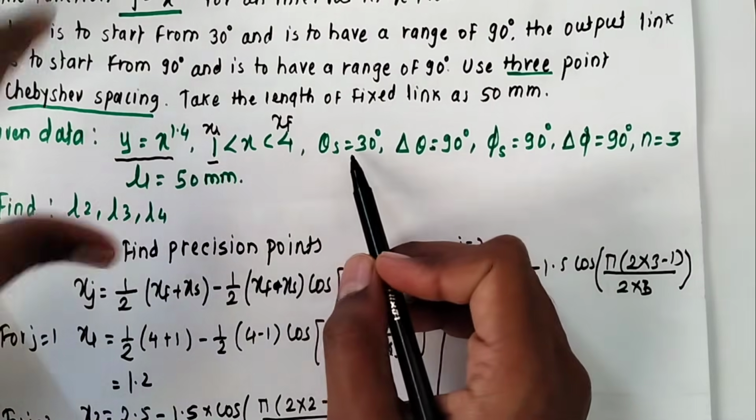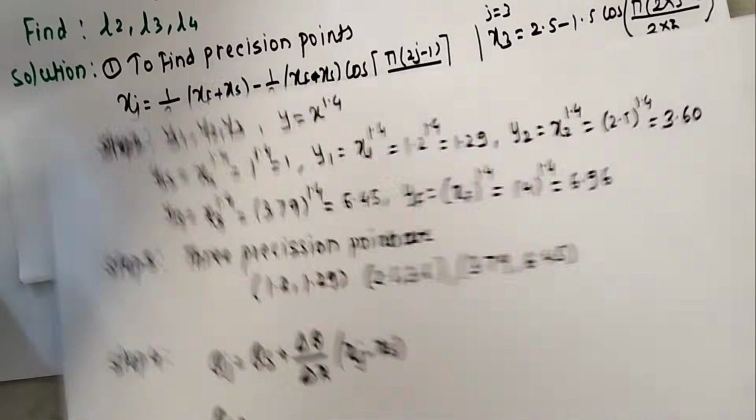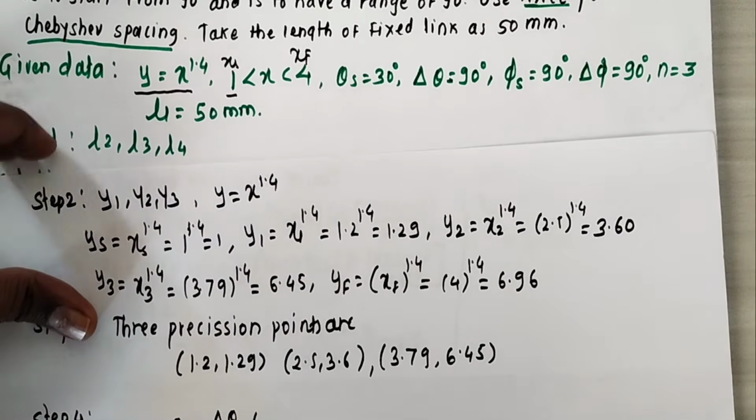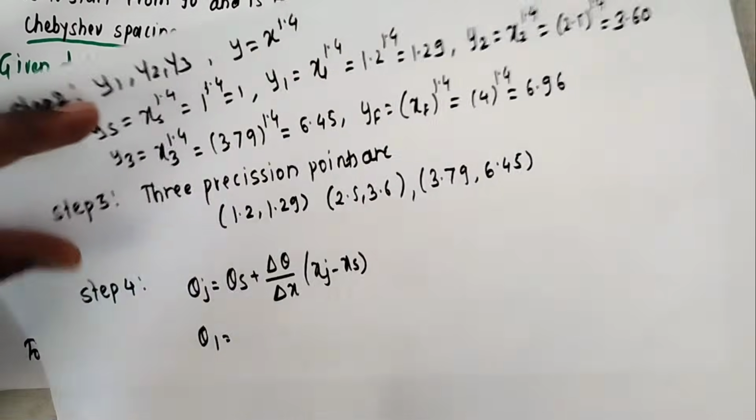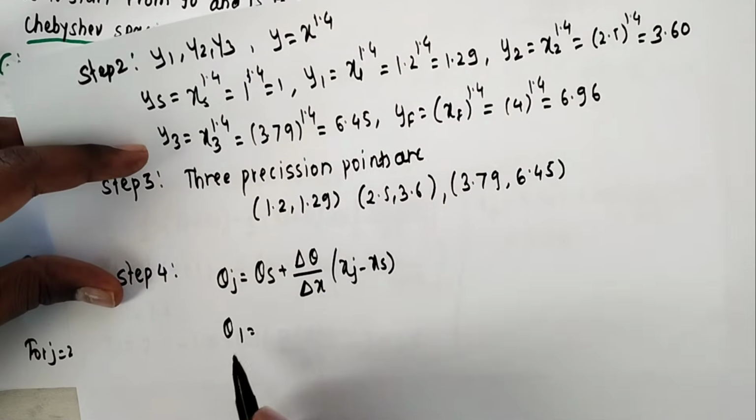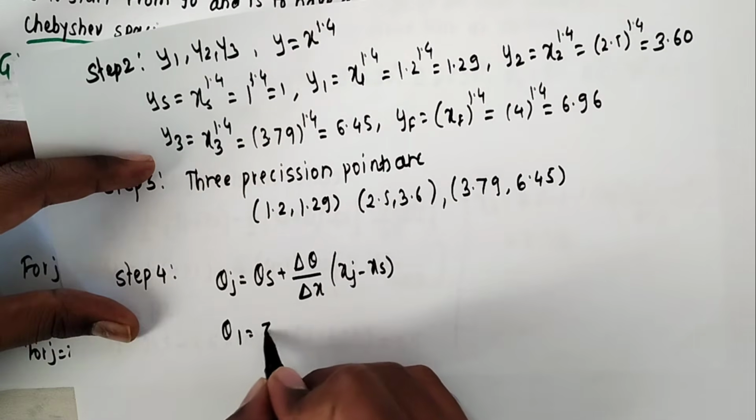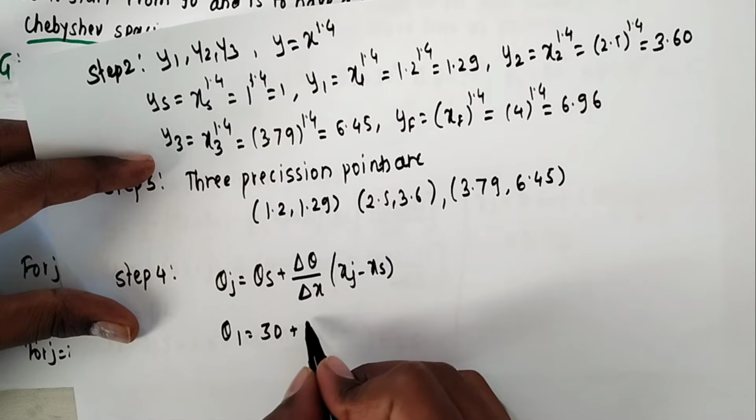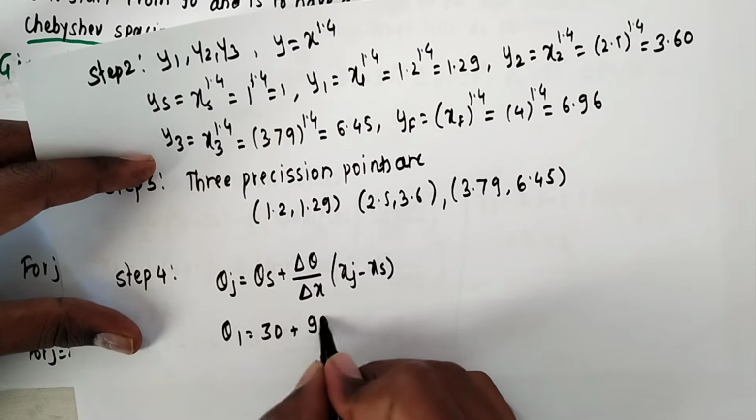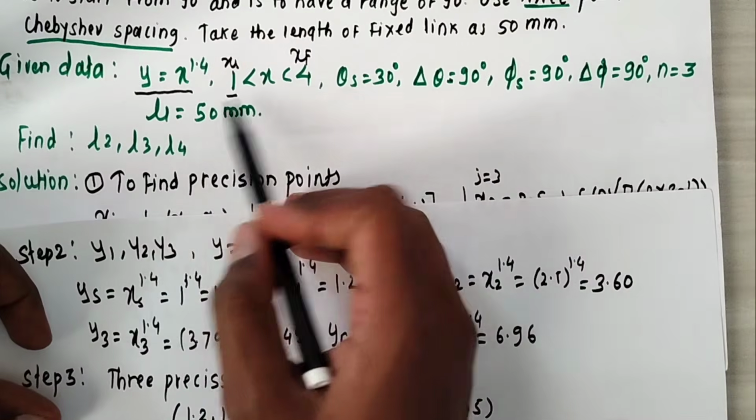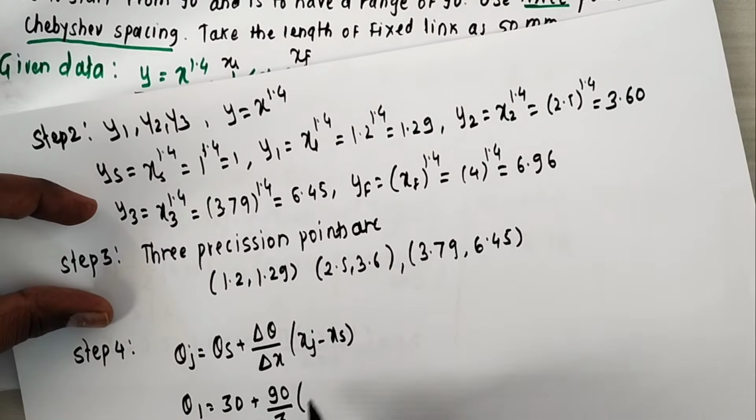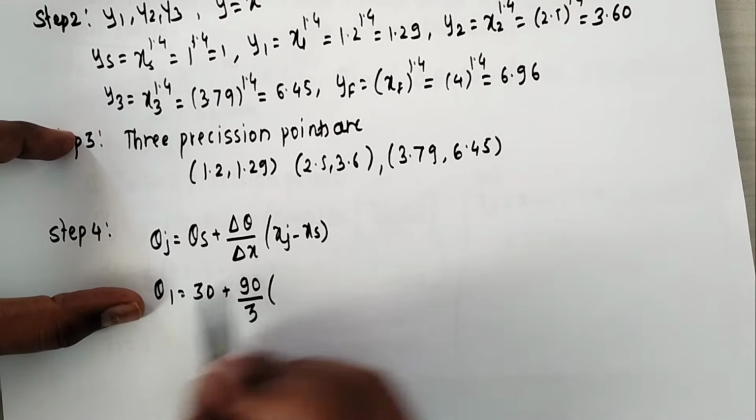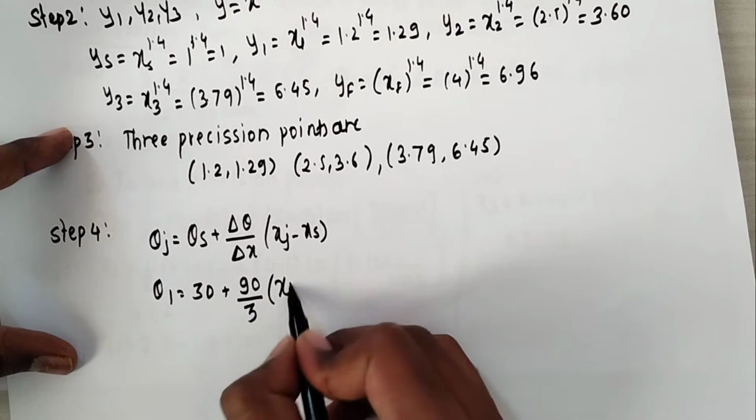Theta 1 is equal to, what is the theta s value, known to you, given to you. See here, theta s is known, 30 degree. So theta 1 is equal to theta s, 30 degree, it remains the same, plus delta theta by delta x. Delta theta range is 90 degree. Delta x, how much is delta x? You can check, range is 4 minus 1, so it is 3, into xj minus xs. How much is xj? xj means x1, because I am finding for the first position. So it is x1 minus xs.